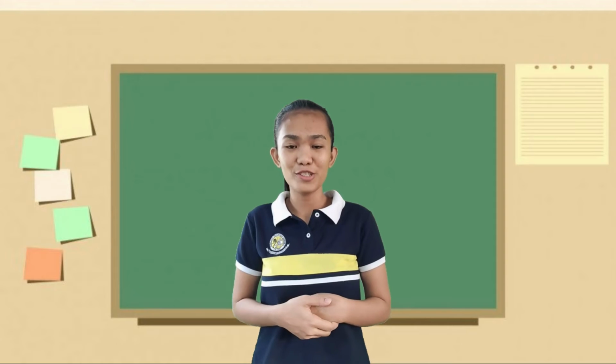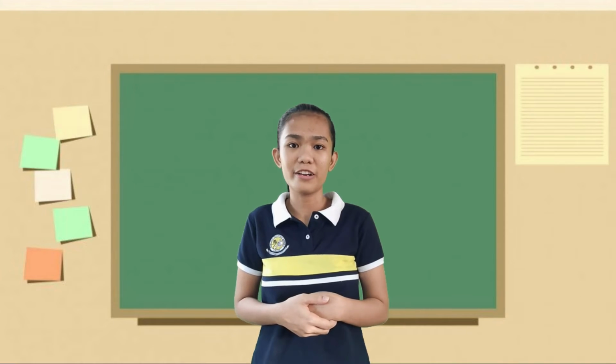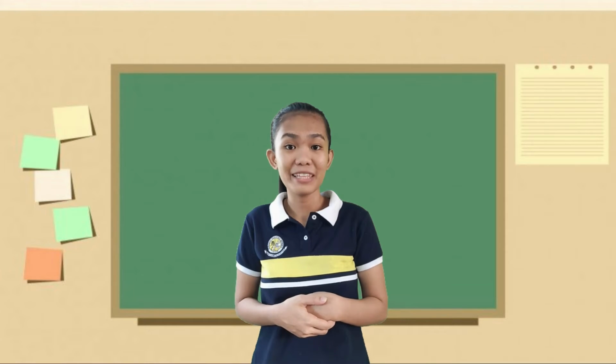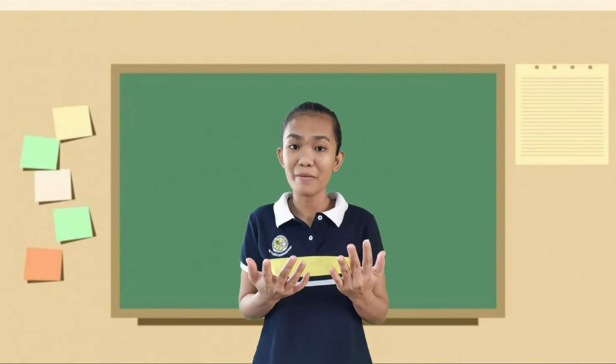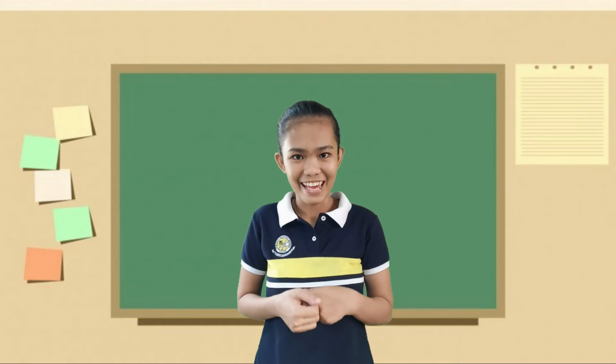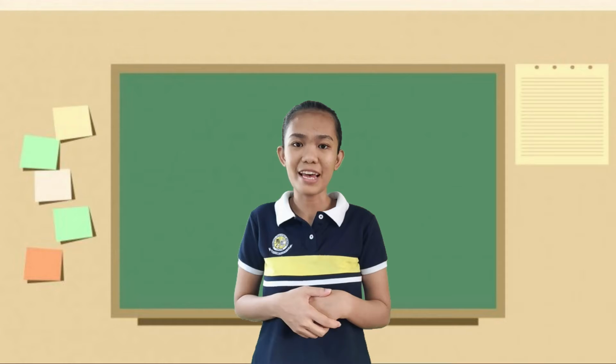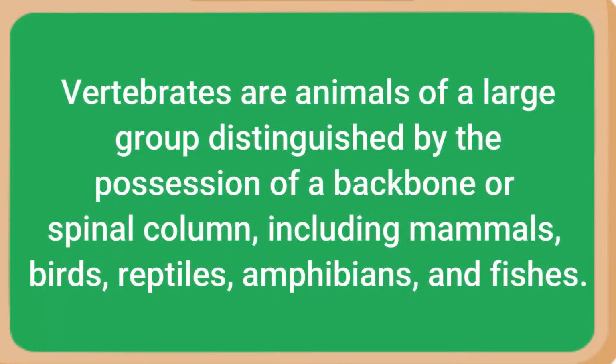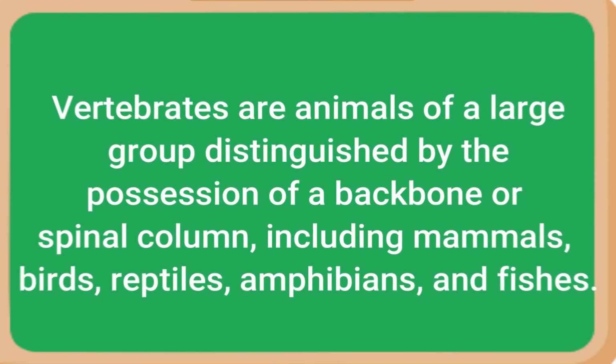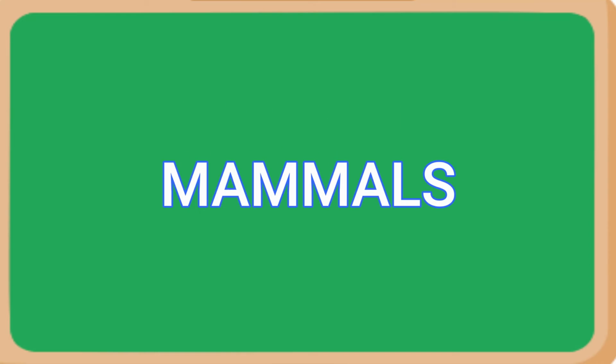Very good observation, students. Animals have different appearance compared to each other. Do you know that animals can be classified whether they have backbones or not? Yes, these are called invertebrates and vertebrates animals. Vertebrates are animals of a large group distinguished by the possession of a backbone or spinal column, including mammals, birds, reptiles, amphibians, and fishes.